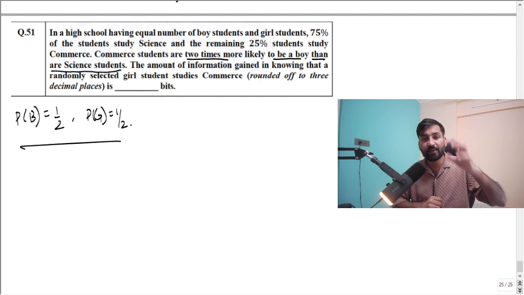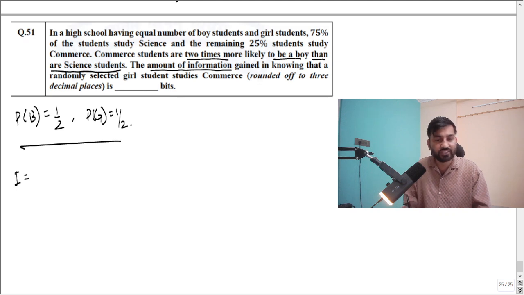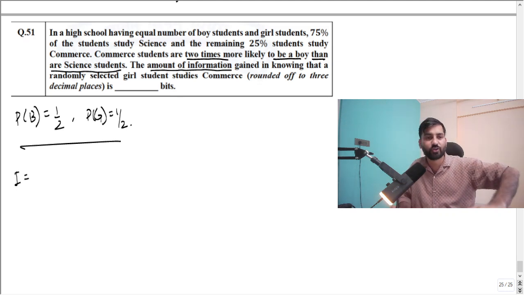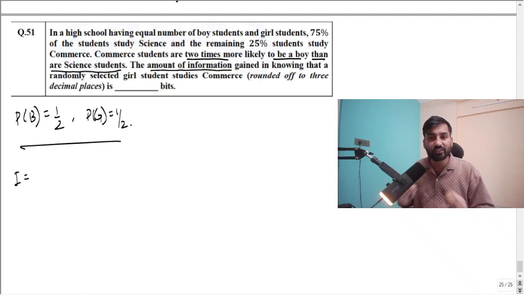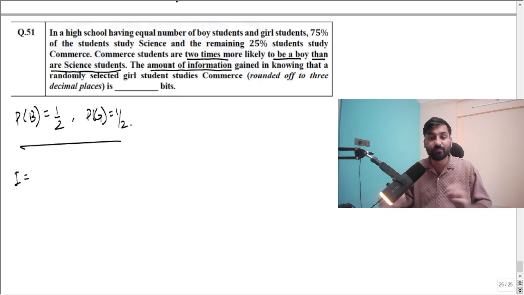They are asking for the amount of information gained in knowing that a randomly selected student studies commerce. So basically they are asking you to compute information, which belongs to information theory. But if you forget about information theory and focus on the event, a randomly selected girl student studies commerce, this question is totally based on probability.